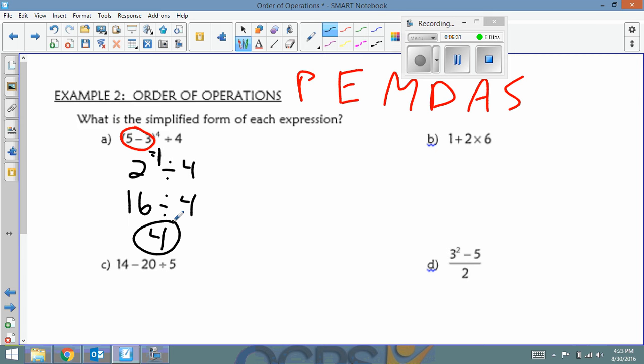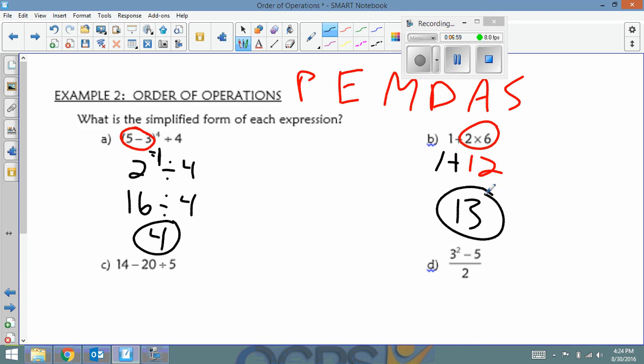Okay, over on letter B here, we don't have any parentheses, so we can skip P. We don't have any exponent, so we can skip E. We do have multiplication, so we have to do that first. So here we have 2 times 6, which is 12. Then we bring down our 1. And then we just finish it off. 1 plus 12, which is 13, which gives us our final answer there.